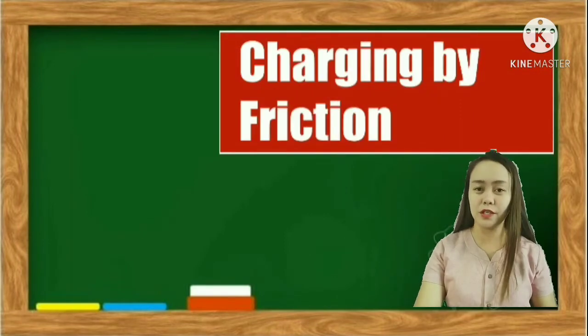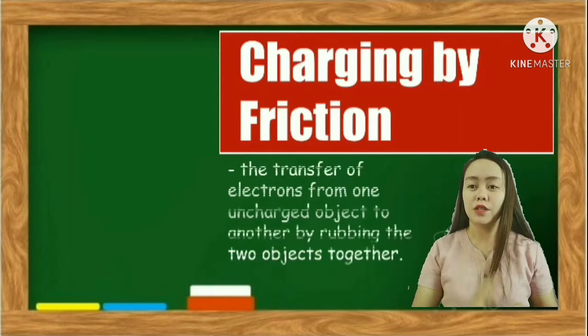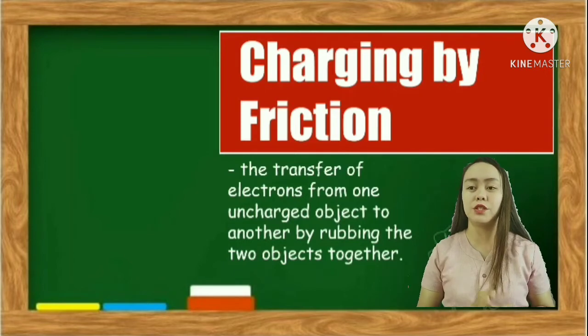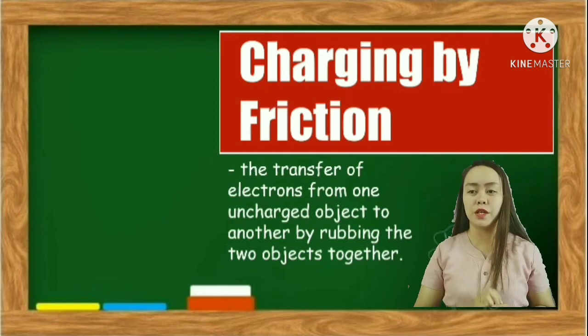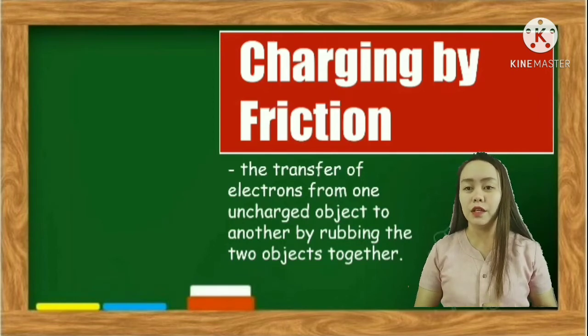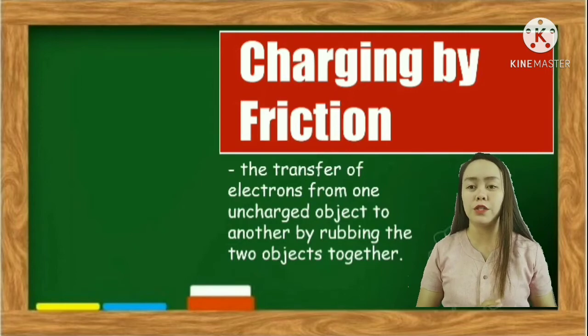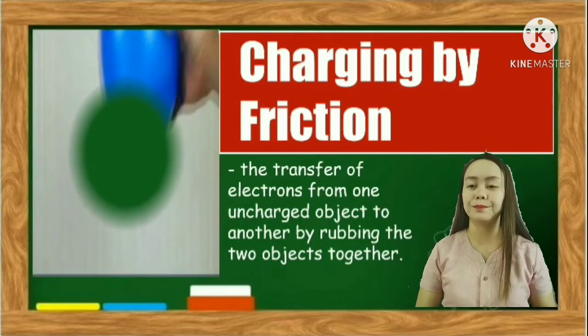Now let's have charging by friction. Charging by friction refers to the transfer of electrons from one uncharged object to another by rubbing the two objects together. I have here a short video showing how friction works on an object.